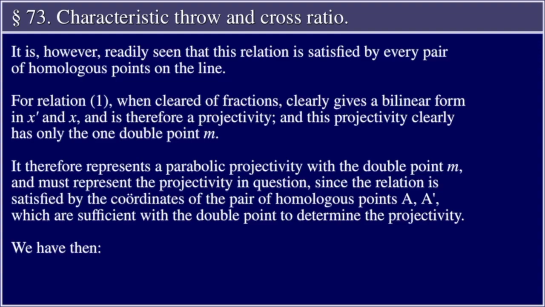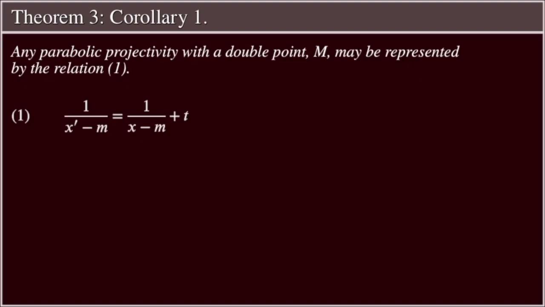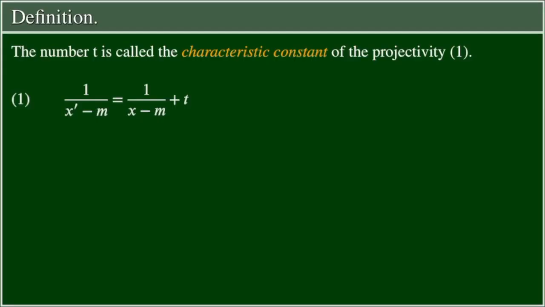It therefore represents a parabolic projectivity with the double point M, and must represent the projectivity in question, since the relation is satisfied by the coordinates of the pair of homologous points A, A', which are sufficient with the double point to determine the projectivity. We have then Corollary 1. Any parabolic projectivity with a double point M may be represented by the relation 1. Definition. The number t is called the characteristic constant of the projectivity 1.